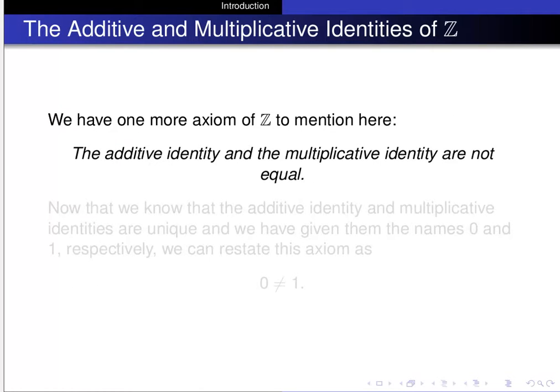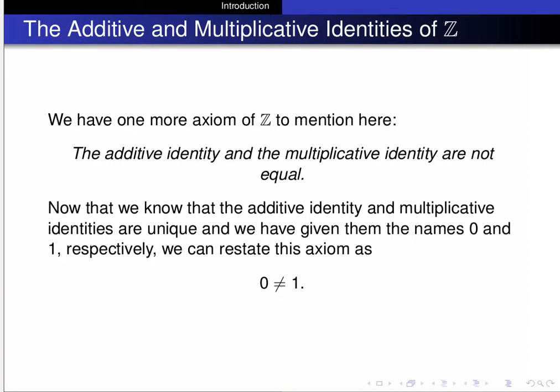Now there's one more axiom of the integers that we should mention here. We have an axiom that states that the additive identity and the multiplicative identity are not equal. Now that we know that the additive identity and the multiplicative identity are unique, and we've given them the names 0 and 1, we can restate this axiom as 0 is not equal to 1. So we're taking that as an axiom: 0 is not equal to 1.